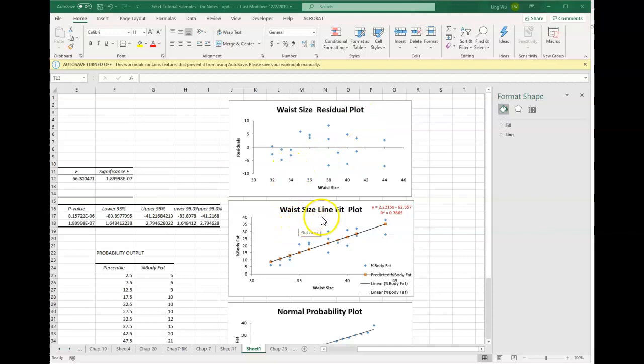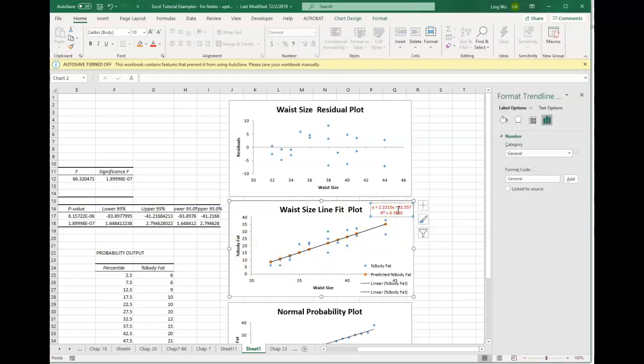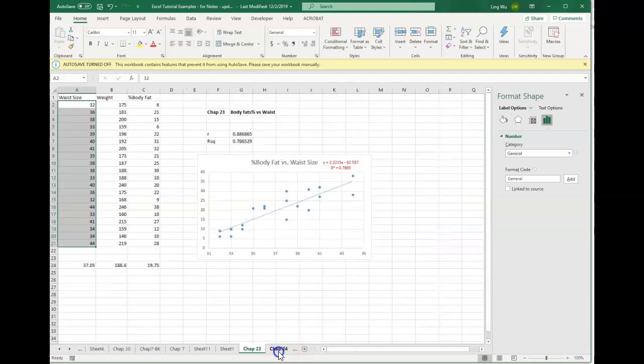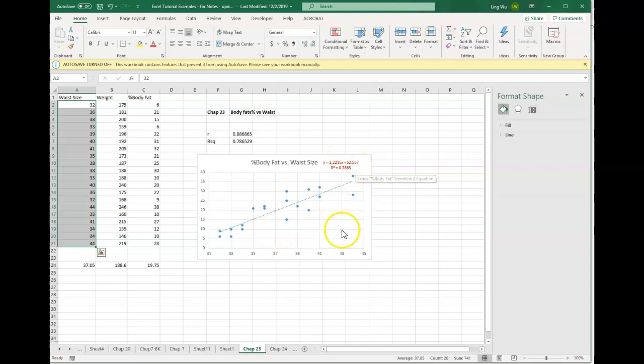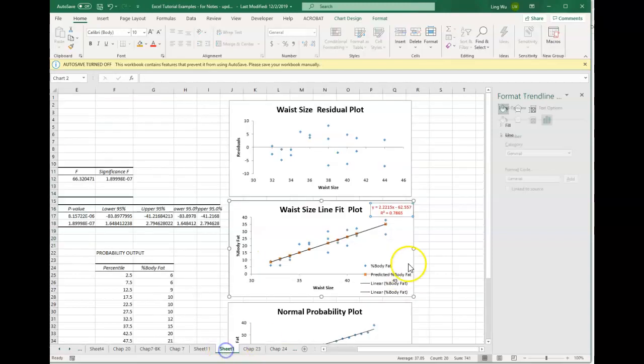And this one is the waist size line fit plot. So I already changed some formats, showing the trend line for the percentage body fat, and also giving us the linear equation and R-square value. If you look at these equations, it will give us exactly the same one if we use the scatter plots to get the linear association. So these two should exactly match. So this basically gives us the linear association.